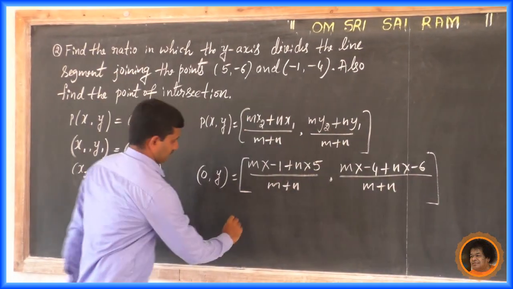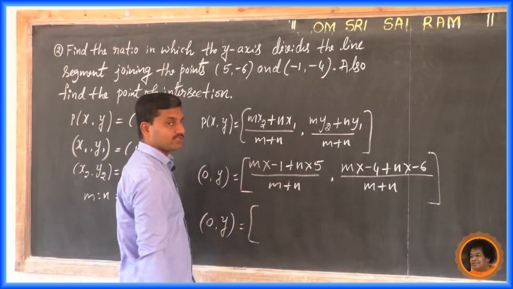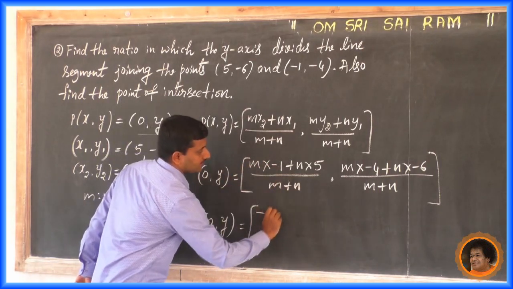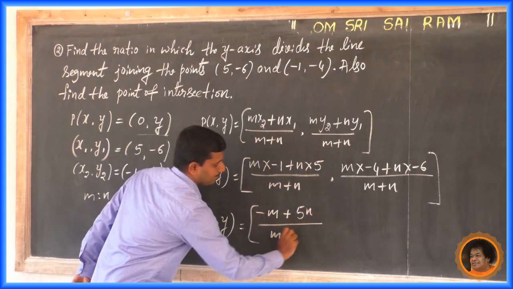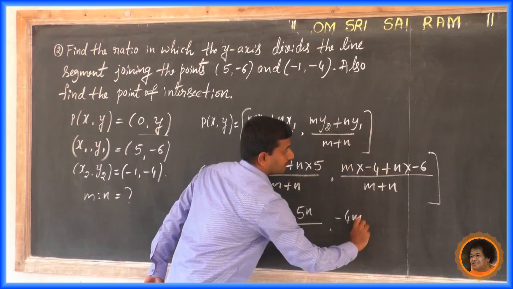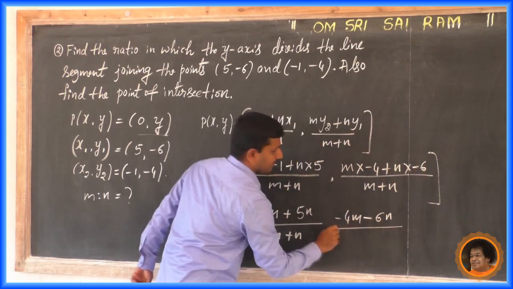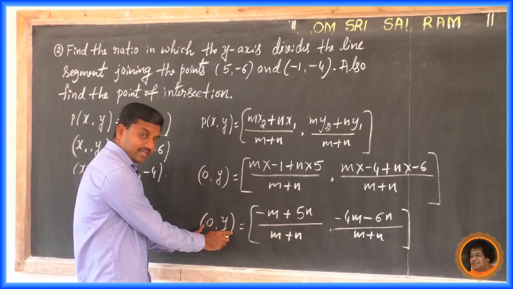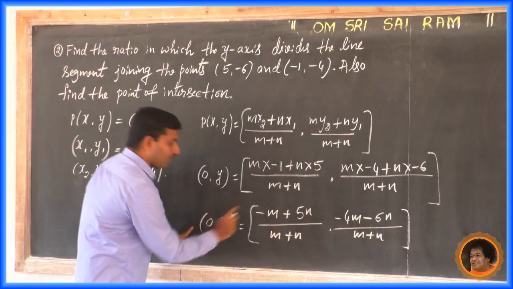Now simplify. So which is equal to 0 comma y equal to m into minus 1. Look at the sign. Plus into minus, so plus into minus is minus. Minus m plus n into 5, 5n, divided by m plus n. And m into minus 4, minus 4m, plus minus into minus 6, into n, 6n, divided by m plus n. So x comma y on the left hand side, right hand side also x comma y. Now equate x value.